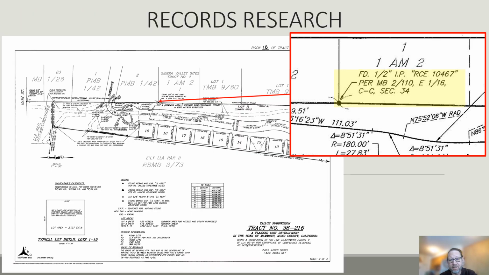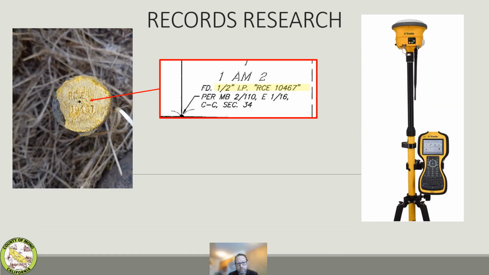What we're going to do next is go out to the field with our GPS unit, and we are going to attempt to locate this particular monument. What we're looking for is a 1.5 inch iron pipe that has a tag on the top that's stamped RCE 10467. And there it is. There's the monument in question. So the next part is to take our GPS and get the coordinates of this monument.